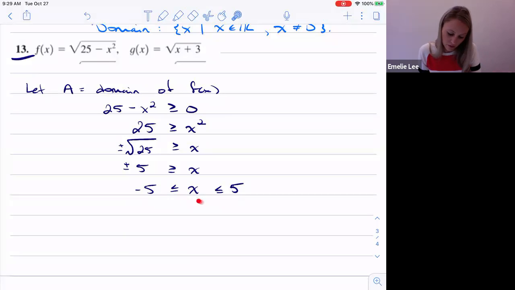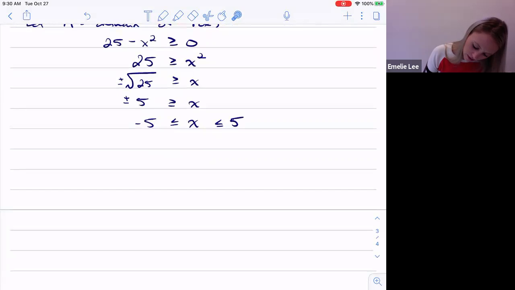Anyways, this is correct. If you try something like negative 6, put your negative 6 in brackets, for example, squared, 36, 25 minus 36 is negative 11. If you try to take the square root of that, it's not going to work, right? And so your x has to be between negative 5 and 5. And so that's going to be your domain. So the domain A is the set of x's such that x is between negative 5 and positive 5.